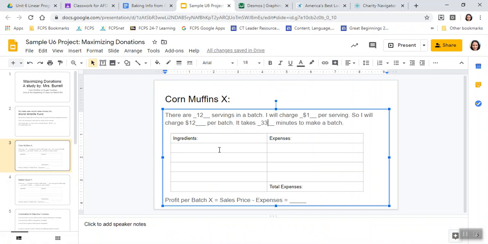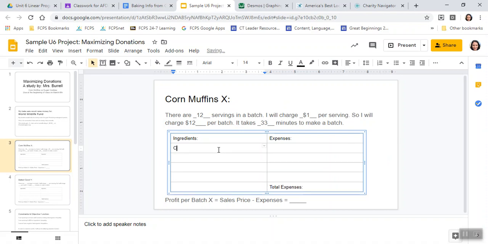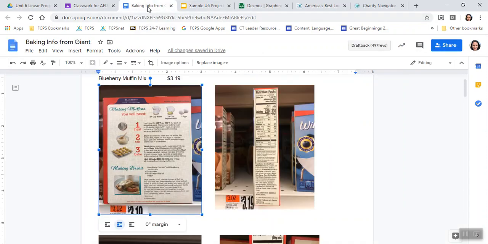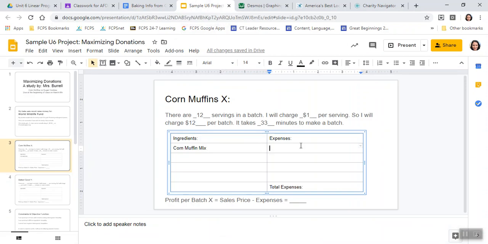For the ingredients, the first ingredient is going to be corn muffin mix. Okay, and you'll get that price from the box right here where it says $3.19, but mine's not blueberry muffins, mine's corn muffins. So we're going to say that mine is $2.99. I did make that up. You're not allowed to make anything up. You have to get your information from this sheet.